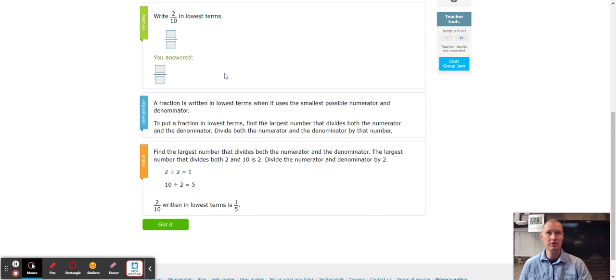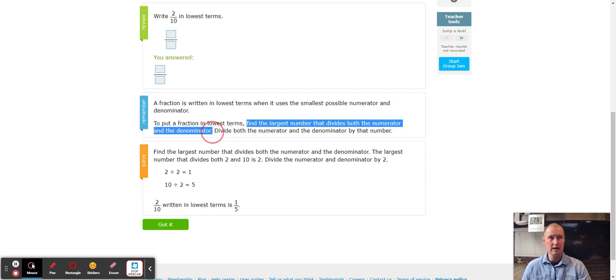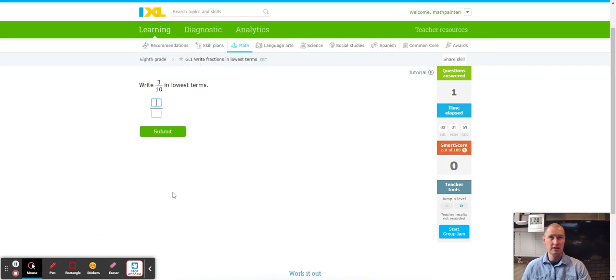So when it comes to 2 over 10, notice that 2 over 10 can be simplified by dividing by 2. When you divide the 2 by 2, you get 1, and when you divide the 10 by 2, you get 5. So 1 over 5 was here. How is that possible? What we're going to do is find the largest number that divides both the numerator and the denominator. That's going to be key here. Let's see if that helps us out.